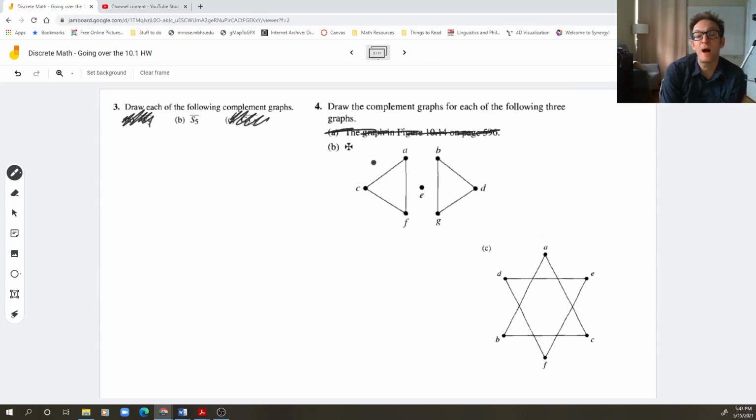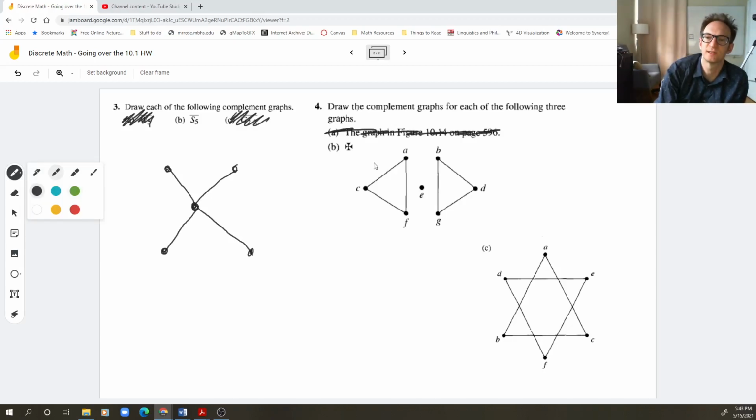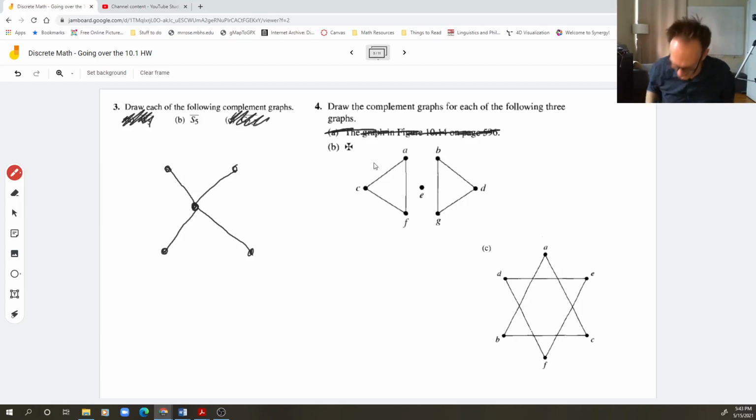Draw each of the following complement graphs. Okay, so this is just more practice. What is S5? It's the graph in the shape of a star with 5 vertices. And so I will now graph it. That's the star graph. So now what is the complement? The complement graph is the graph where for every 2 vertices, there is an edge between them in the complement when there's no edge between them in the original graph. This is a concept that only makes sense for simple graphs.